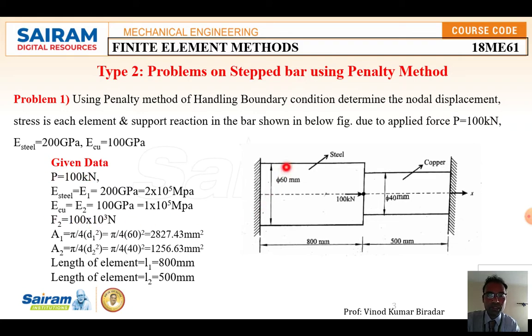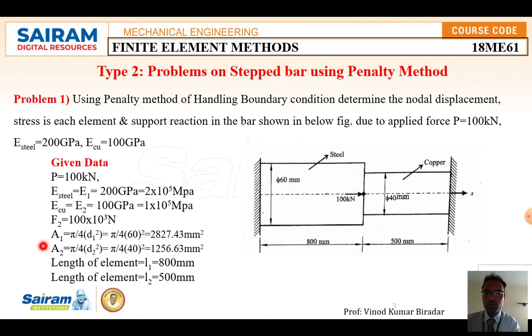Okay, so here, if you want to solve, we need the required area, so the diameter is given. How to calculate the area for the first element? You know the formula, pi d square by 4. So you have to substitute the formula first. That is, area is equal to pi by 4 d1 square. We have this formula. So the diameter for the first element is 60, so you are going to get 2827.43 mm square for the first element.